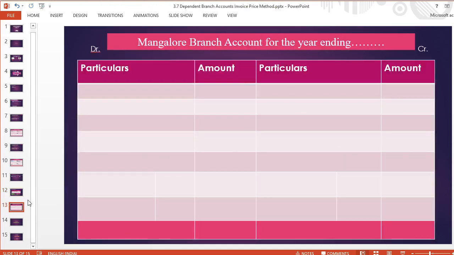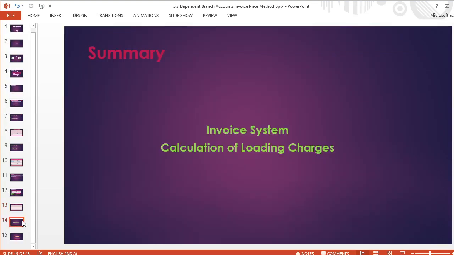So in the next class, we can find out how to do the problem with this invoice price and how to prepare the branch account with invoice price. So, for the summary, we have learned the invoice system, what is the meaning of invoice system, how they will charge the goods. And the second one, calculation of loading charges: how to extract the loading charges from cost price.